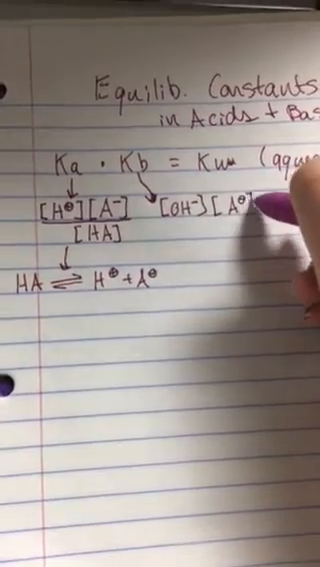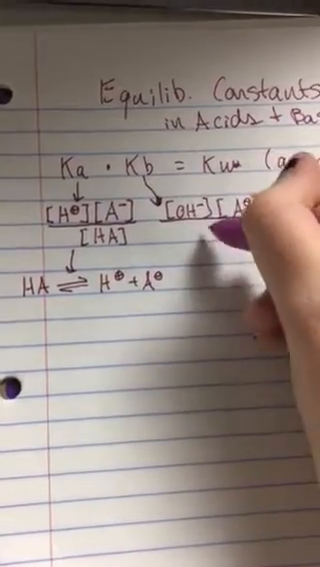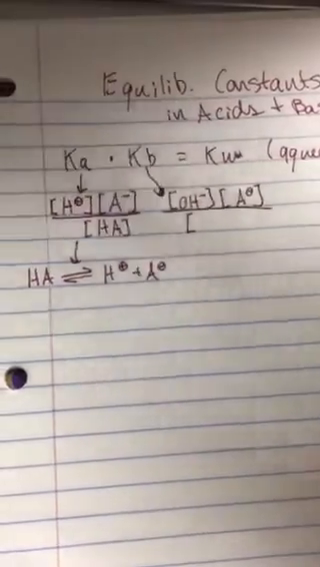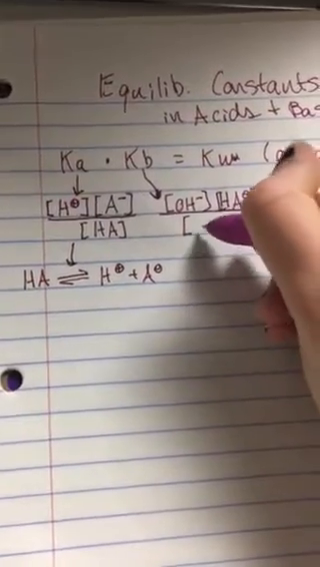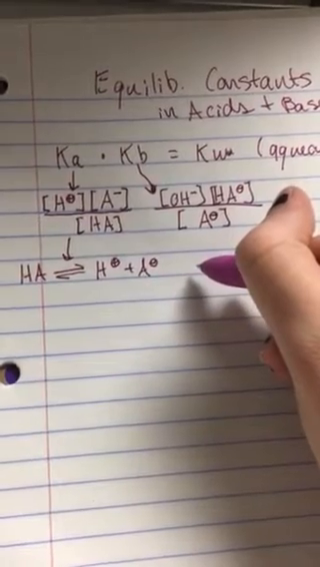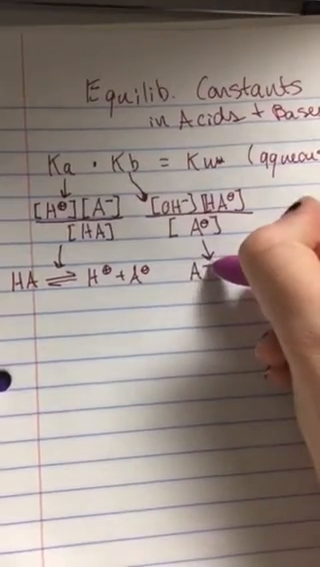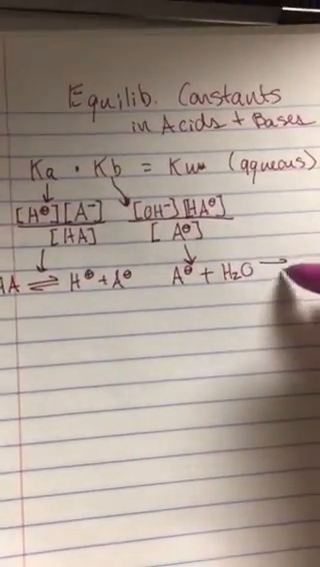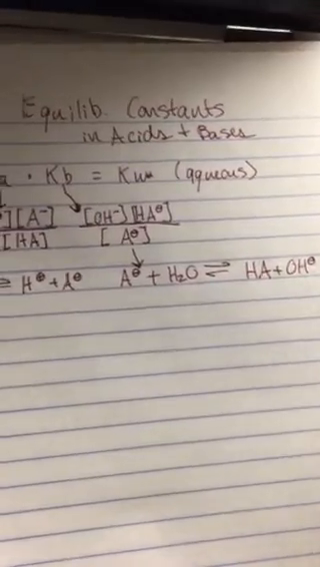Then for the base, it's a similar equation where you have OH minus and the conjugate acid HA, coming from A minus. That's represented by an equation that looks like this: A minus plus H2O reacts to form HA and OH minus.